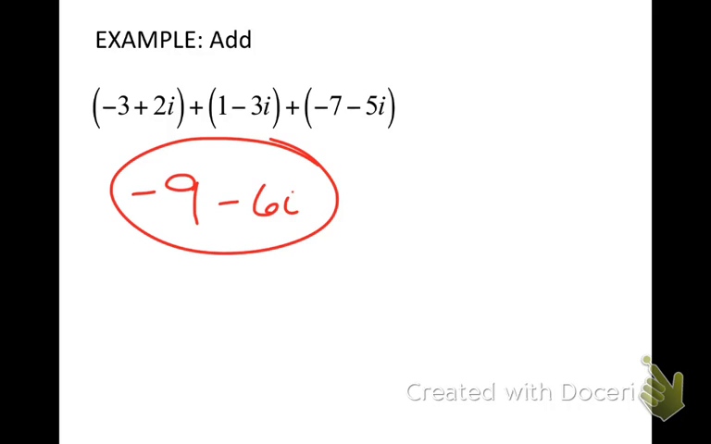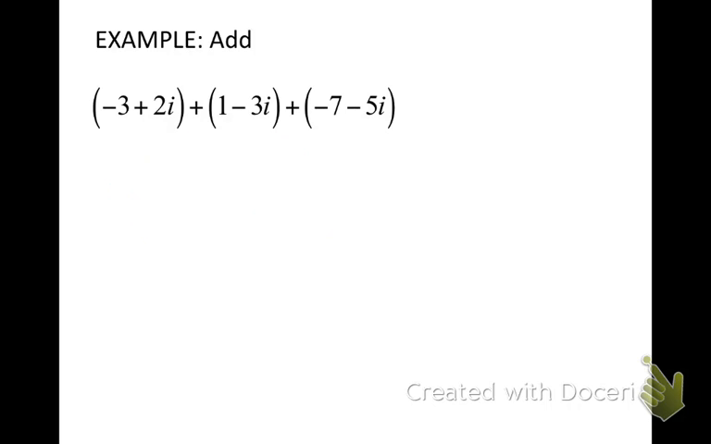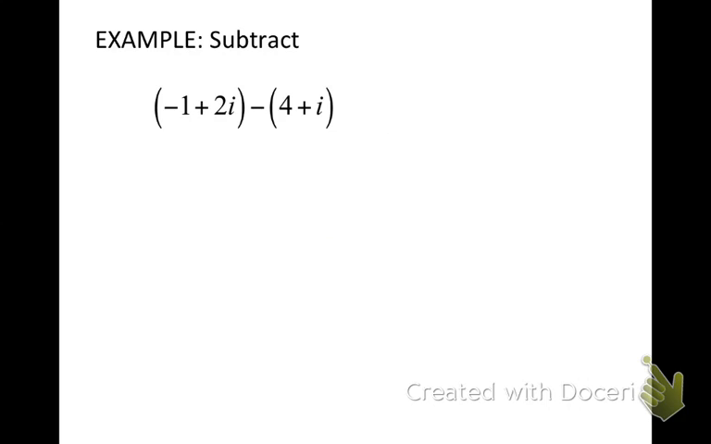And you just do the same thing for subtracting. It's just that you subtract instead of add. So if I had -1 plus 2i minus 4 plus i, what's my real part going to be? -5. Yep, -5, good catch. And my imaginary would be just an i, good.